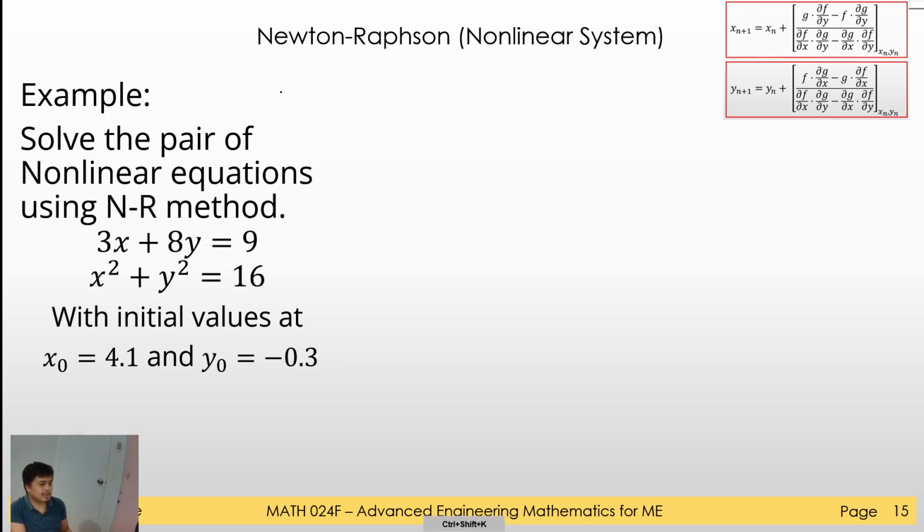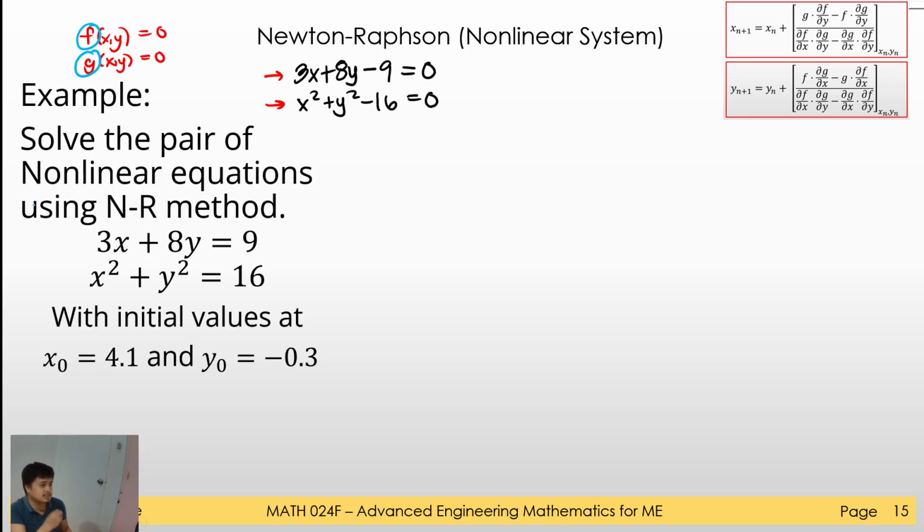So we can manipulate this first equation. 3x plus 8y minus 9 is equal to 0, transposing the negative 9 to the other side. And for the second equation, we have x squared plus y squared minus 16 is equal to 0. You can recall we have f of x, y equal to 0 and g of x, y equal to 0. Sometimes we can just refer to these as the function f and the function g.